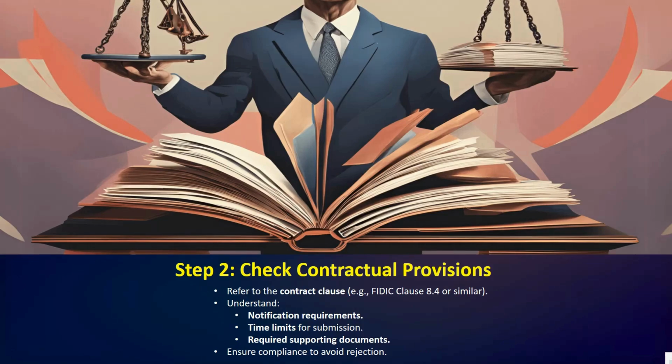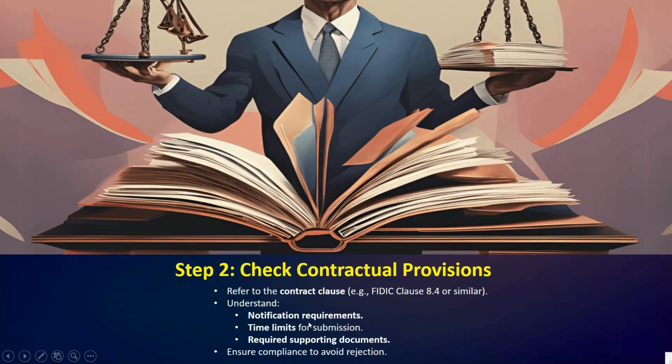Second step, check contractual provision. Once the delay is identified, the next step is to check your contract. Every contract, such as FIDIC, NEC, or bespoke forms, has a clause defining when and how EOT claims must be submitted. For example, FIDIC clause 8.4 provides the rules for time extension due to employer caused delays or exceptional events.